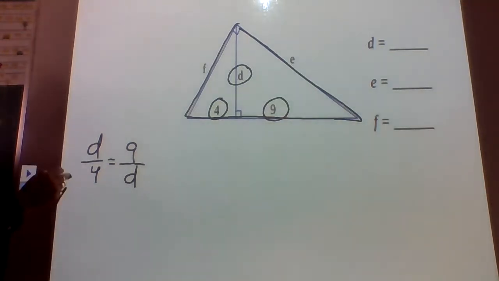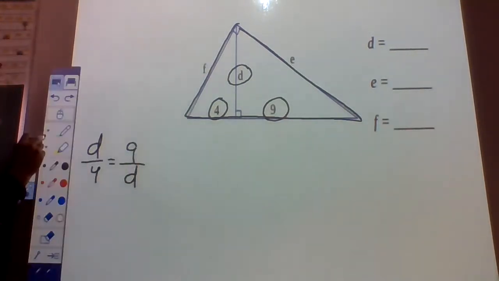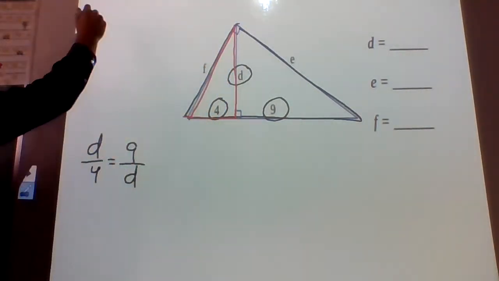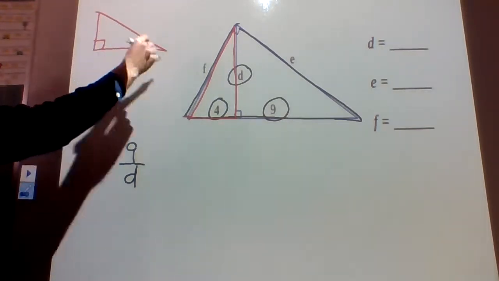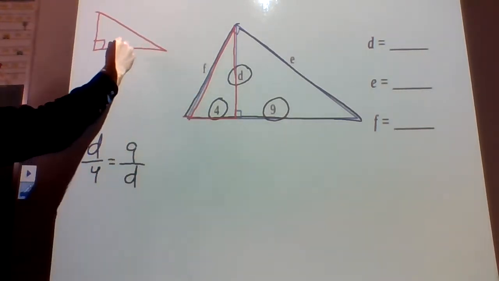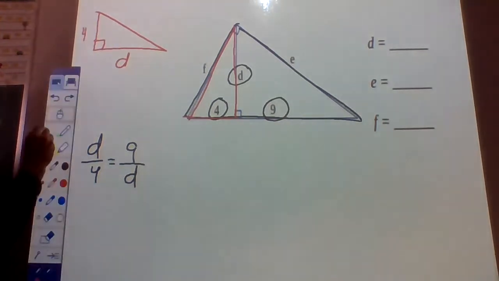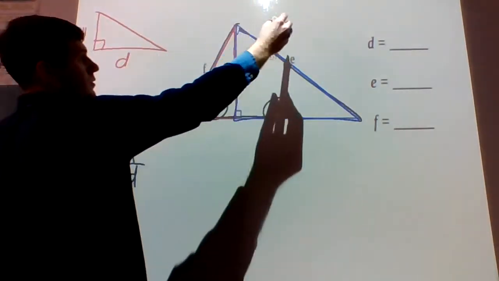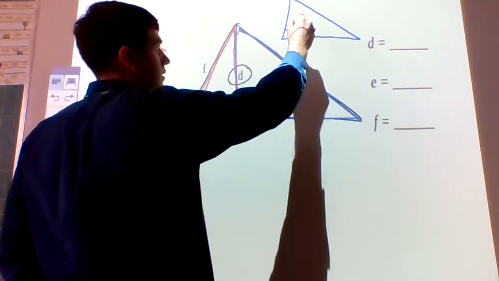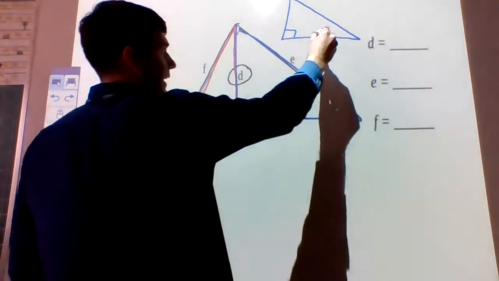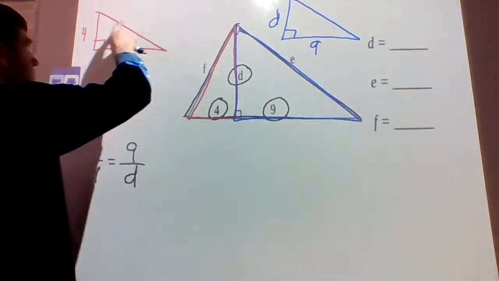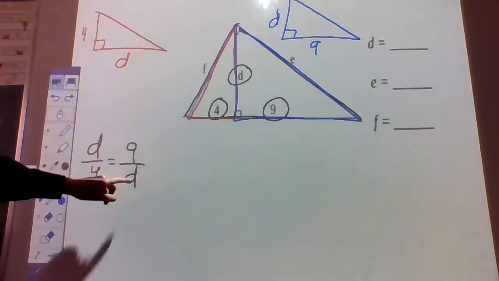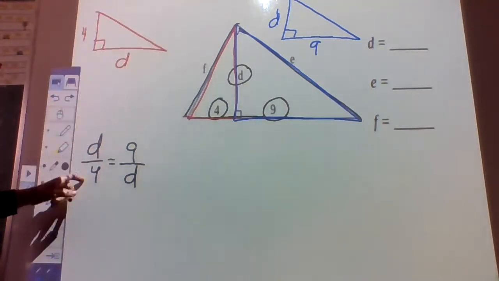We can't see it. We got to draw the triangles out. So let's draw the triangles out. So D is part of this small triangle, which I'm going to rotate, just like we did before. So it's going to be D and 4. Okay, and then let's draw out the other triangle. So let's draw it over here. Okay, so it's going to be 9 and D. So D is going to correspond to 4, and 9 is going to correspond to D. D to 4, 9 to D.